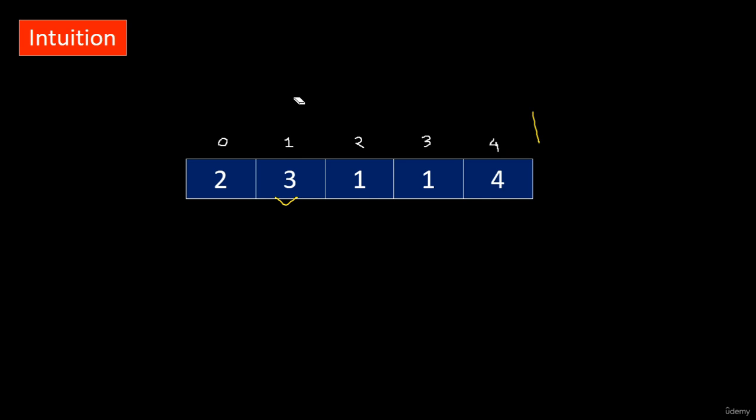Here we have the element 3. Now here we will check: can we visit this cell from the left? We see that we can visit this cell from the left. How can we do that? In order to do that, we will use a nested for loop. The outer for loop will iterate from index 1 to index 4 for this given array.